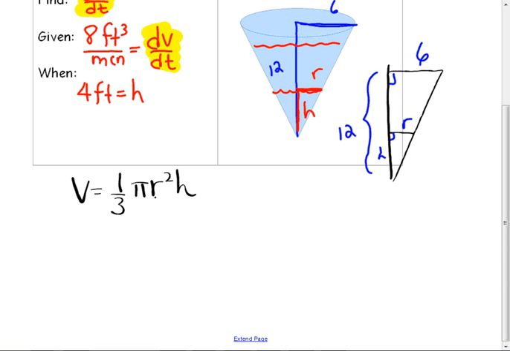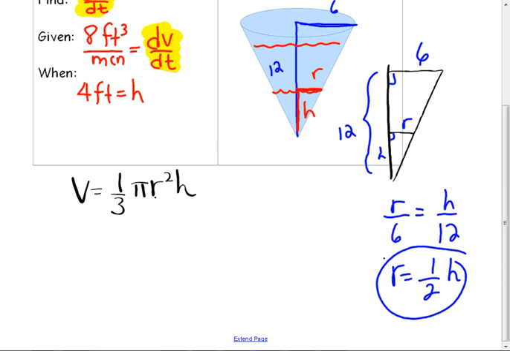So what is this ratio? R is to 6 as H is to 12. I did little to big, little to big. And so R equals 1/2 of H. And I will do that, and I will simplify before I try to do a derivative. And it's really simple when you do that. So I'll let you try it.